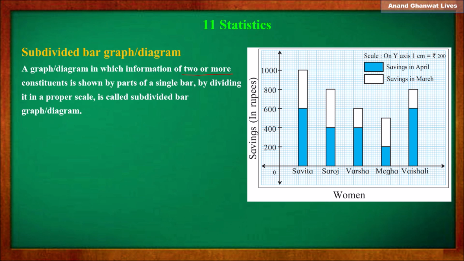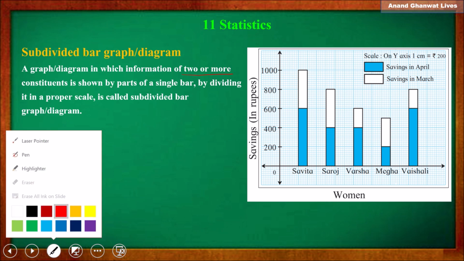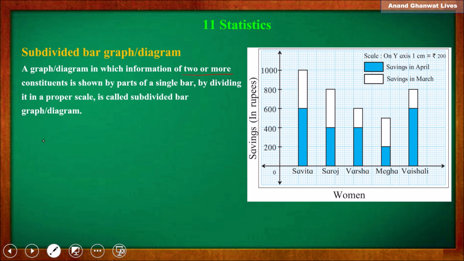Let us understand. We are dividing this total bar. This is a bar, and the bar is divided in two constituents. The first is saving in April and second is saving in March. So therefore it is called a subdivided bar graph.